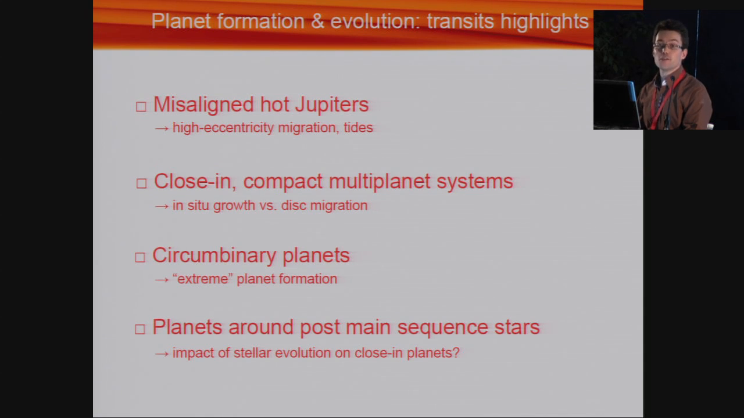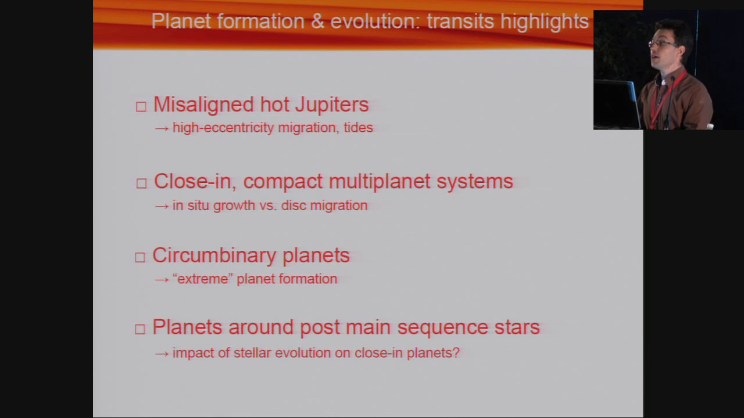Secondly, in particular, Kepler has uncovered a large population of Earth to Neptune mass objects that are part of compact multiplanetary systems. And these are very interesting because they have raised the question of whether these could have formed in situ, as an alternative route to the so-called standard paradigm of disk migration. So we'll touch a few words about that.